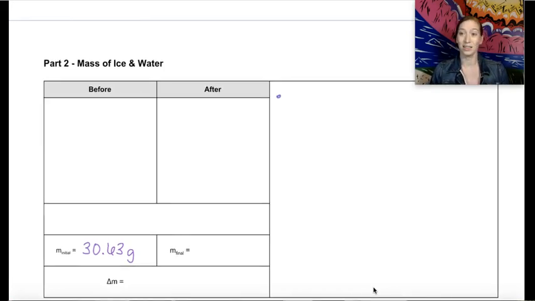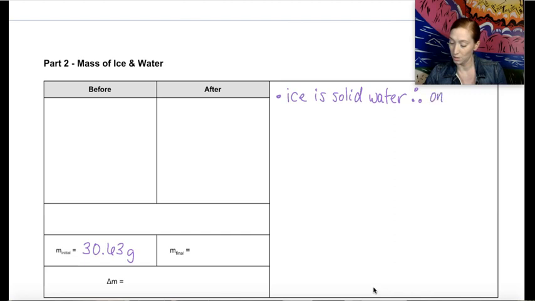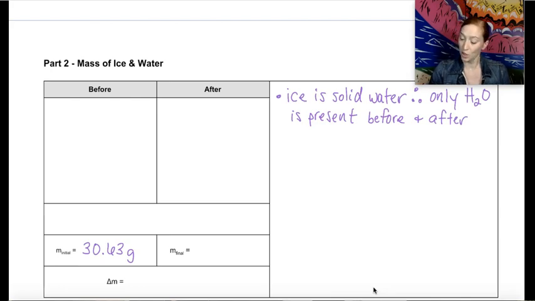First thing, ice is solid water. So we only have one substance here. Again, I'm going to use my 3 dots for therefore. Only water, I'm going to use H2O, is present. And this is both before and after. Okay, so I'm going to represent my water particles with a blue dot or blue circle. And this is going to equal water.